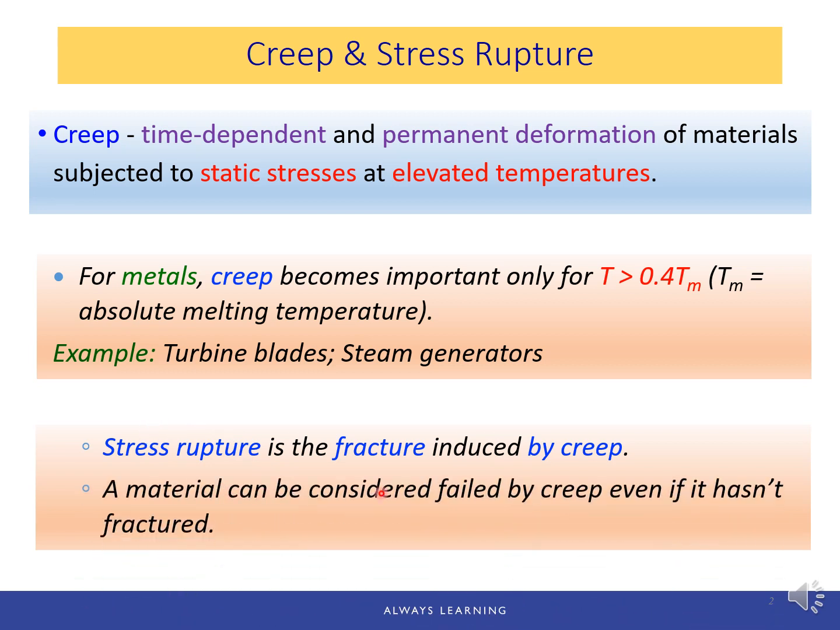A material can be considered failed by creep even if it hasn't fractured. So depending on the magnitude of the applied stress and its duration, the deformation may become so large that a component can no longer perform its function. For example, creep of a turbine blade will cause the blade to contact the casing, resulting in the failure of the blade.